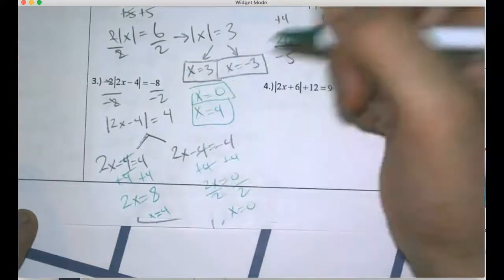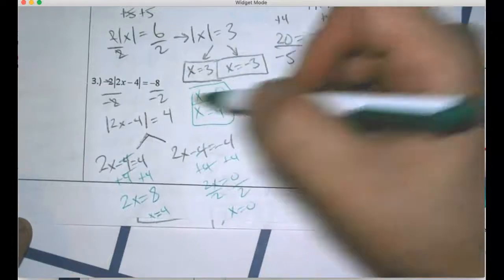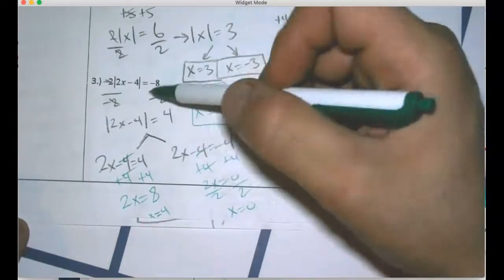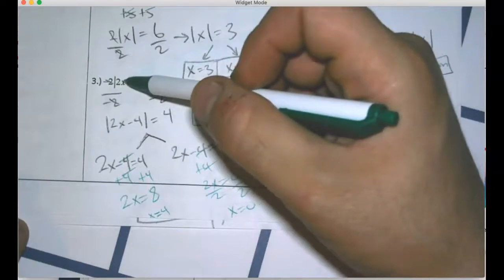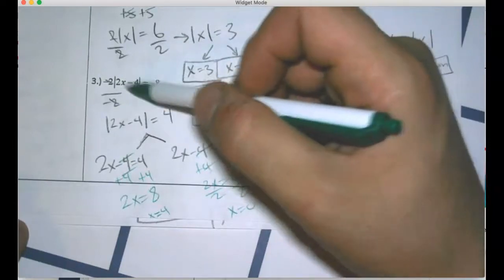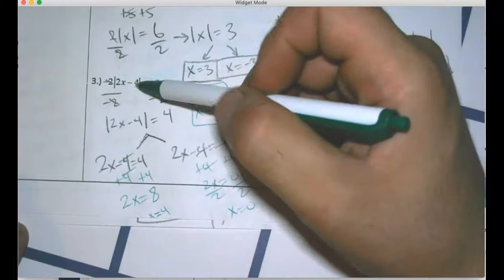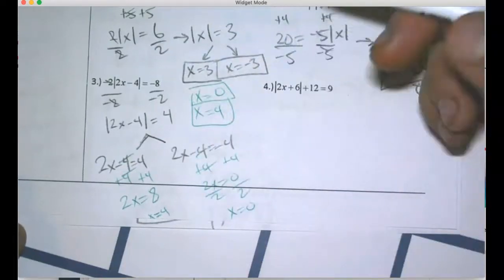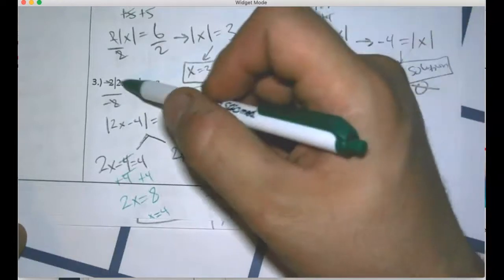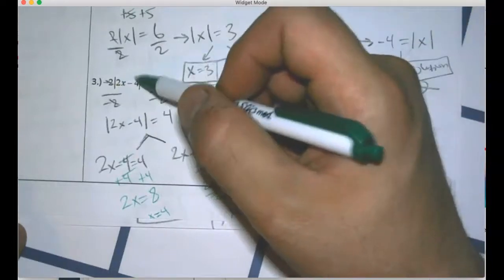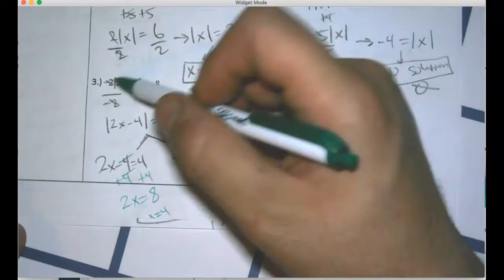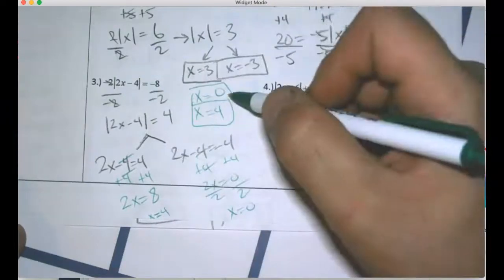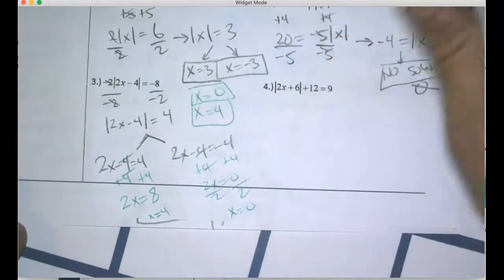So basically you could take those numbers and plug them back into this and test it out. Like 2 times 0 is 0. 0 minus 4 is negative 4, but a positive 4 comes out, and positive 4 times negative 2 is negative 8. If you plug in a 4, 2 times 4 is 8, and 8 minus 4 is 4, and 4 times negative 2 is still negative 8. So again, the point was that you can plug these numbers in to check your answer.